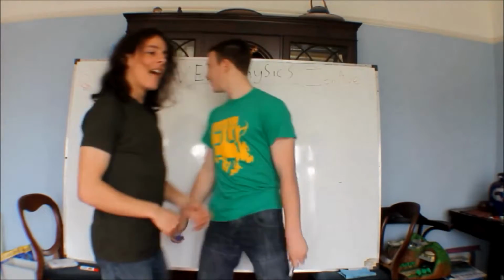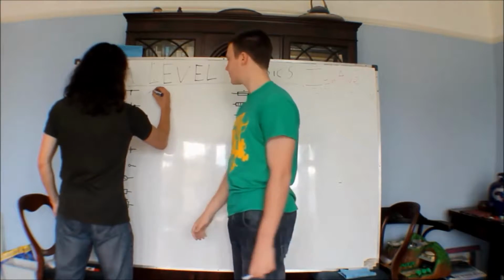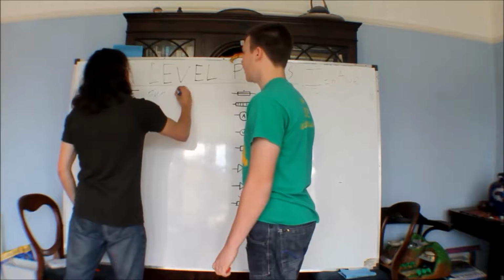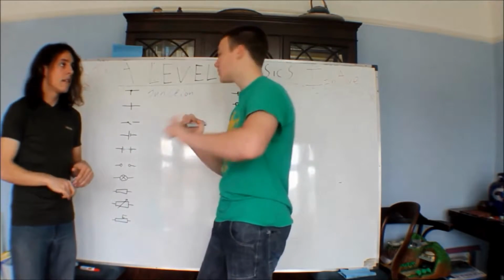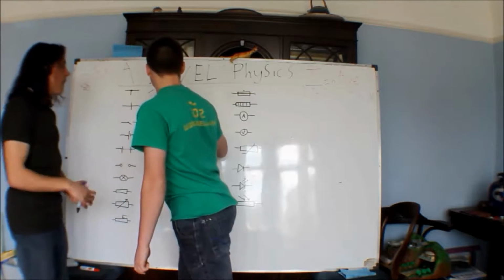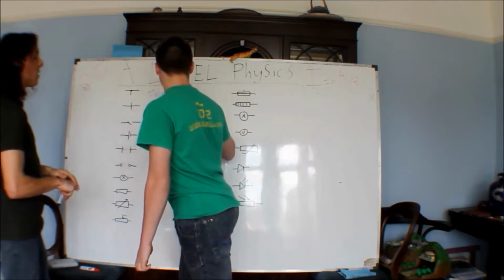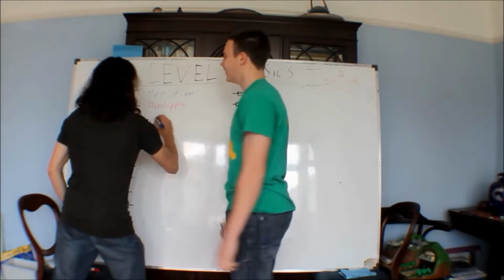You can go first. Alright, so right at the top we have a junction of conductors. I'm just going to write junction because that's what it is. Next we have overlapping conductors. They do not intersect, they're just wires on top of each other. Then an open switch.